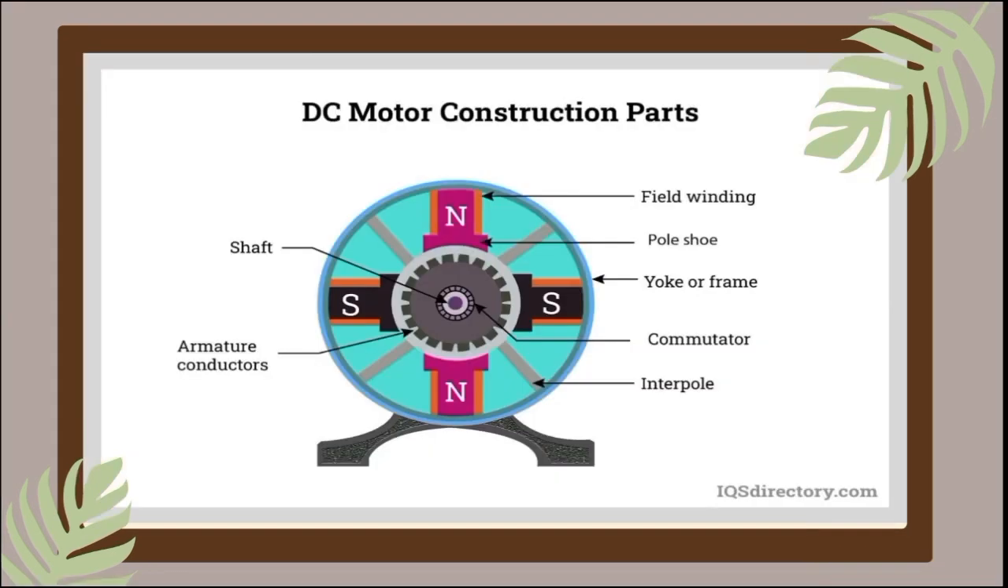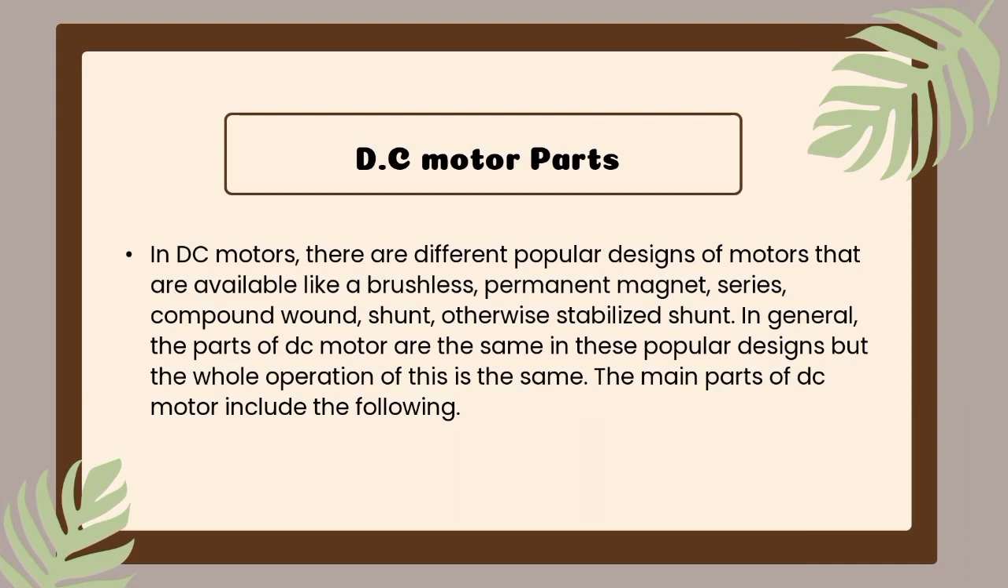Let's proceed to the different parts of DC motors. In DC motors, there are different popular designs available, like brushless, permanent magnet, series, compound wound, shunt, otherwise stabilized shunt. In general, the parts of the DC motor are the same in these popular designs, and the whole operation is the same. The main parts of the DC motor include the following.